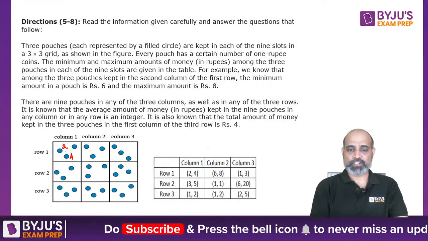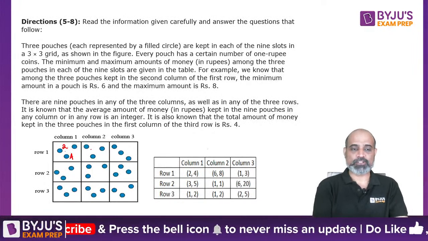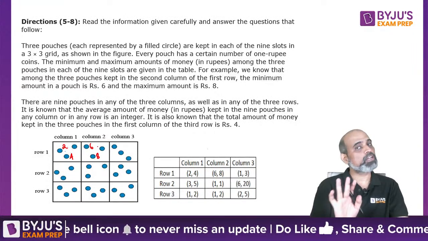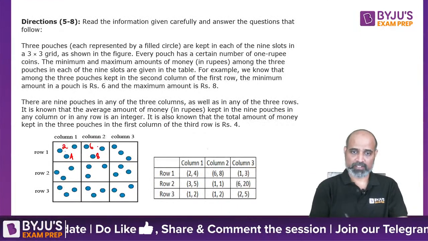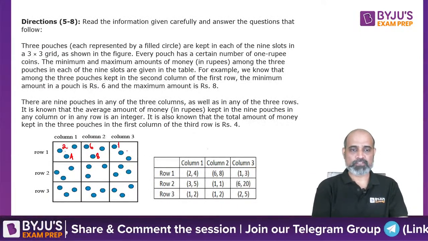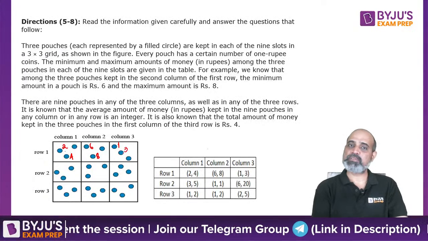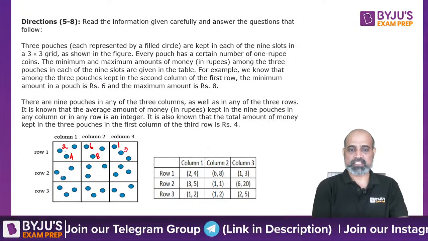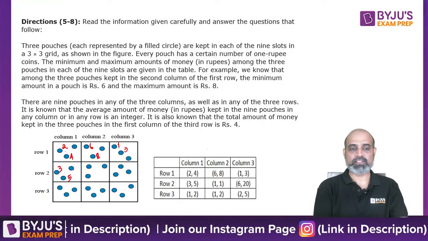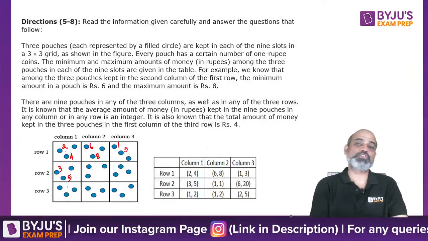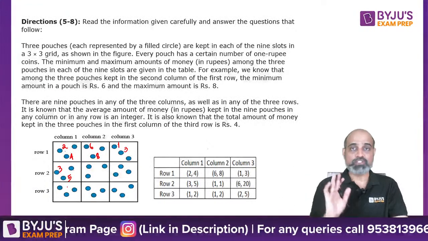Similarly, first row, second column, you see a 6 and 8. So one 6 and one 8 will definitely be there. What about the third one? It can be anything from 6, 7 and 8. Similarly, column 3, you will have 1 and 3 for sure. The next one can be 1, 2 or 3. In second row, first column, you see a 3 and 5. So 3 and 5 will definitely be there. The third pouch may have 3 rupees, 4 rupees or 5 rupees and so on and so forth.